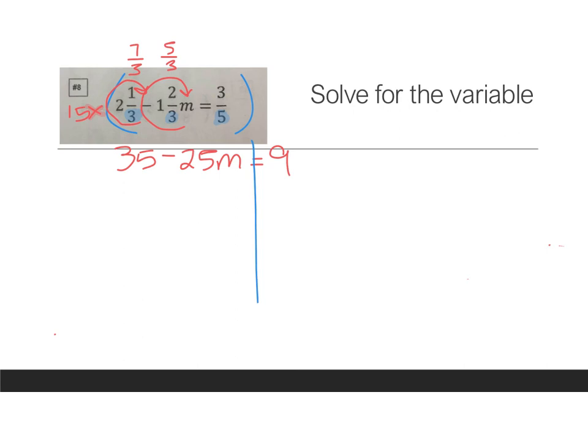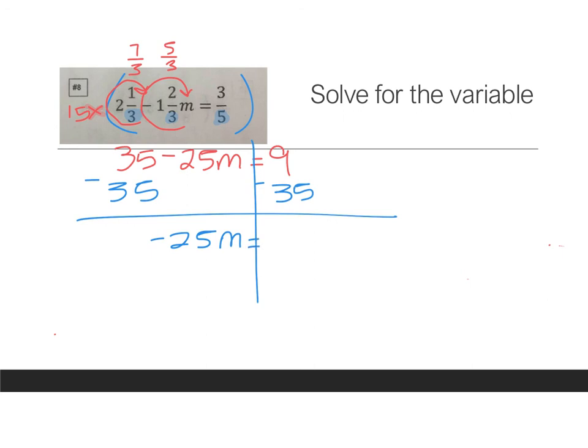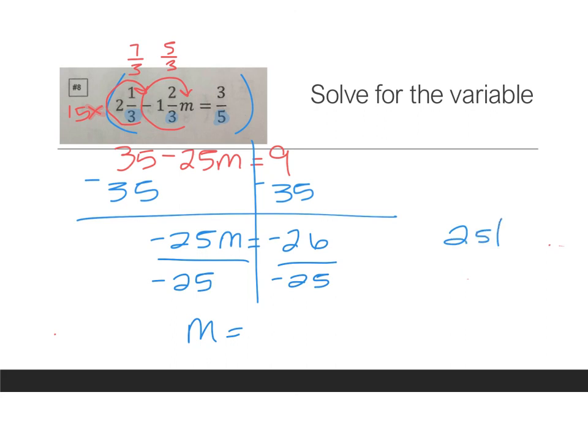So draw your line. I'm going to subtract 35 from both sides, and that will leave me with negative 25m equals negative 26. Then I need to divide both sides by negative 25, which leaves me with m equals, I know my answer is going to be positive. I have to see how many times 25 goes into 26. It goes in 1 time with 1 left over. So I should get 1 and 1/25.